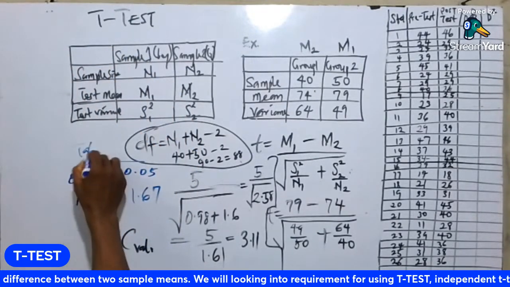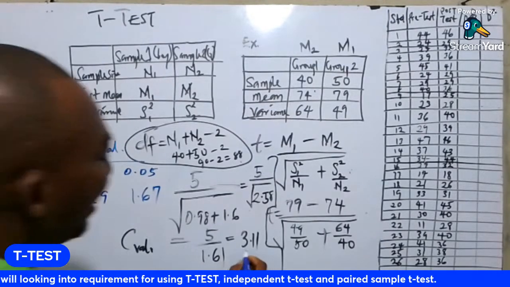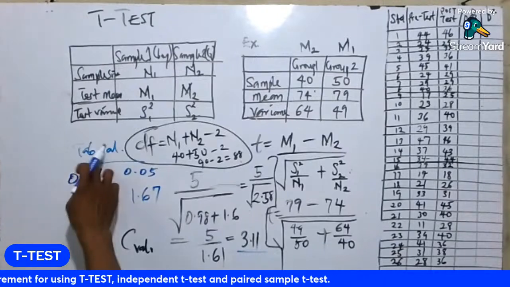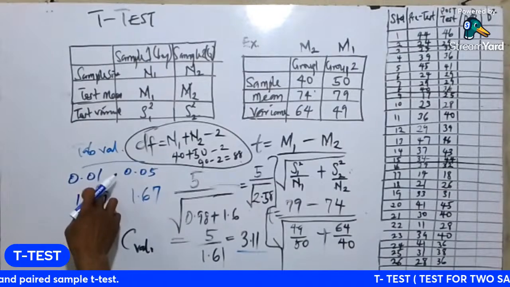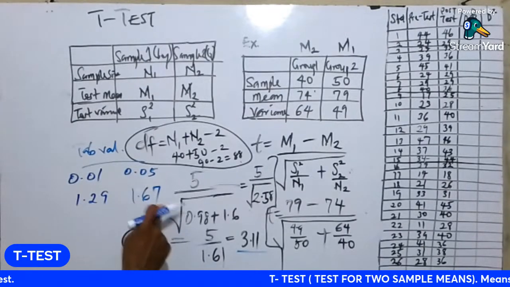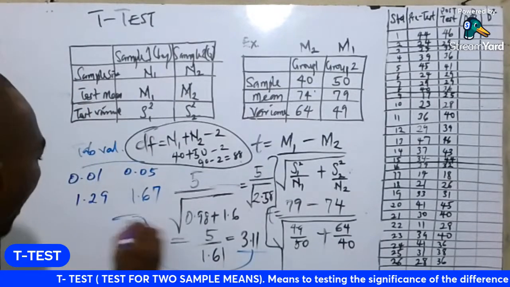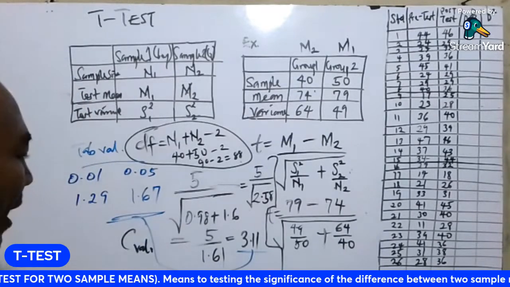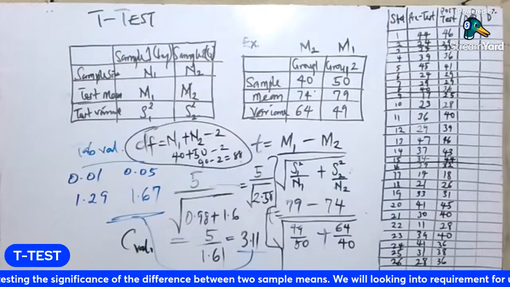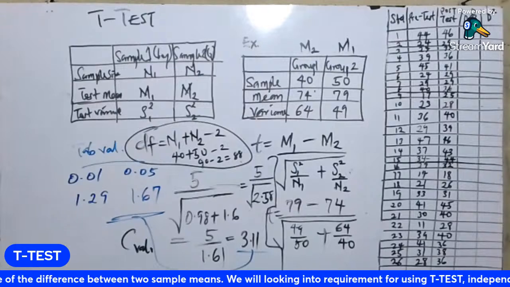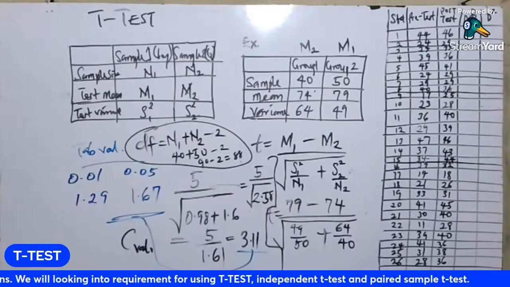This is my table value, and this is my calculated value. So my calculated value is 3.11, and my table value is 1.29 at 0.01 and 1.67 at 0.05. Now, when you compare these two together, what's the difference between them? So which one am I taking? I've told you that yesterday. Am I taking the null hypothesis or the alternative hypothesis now? I want a response in the chat.